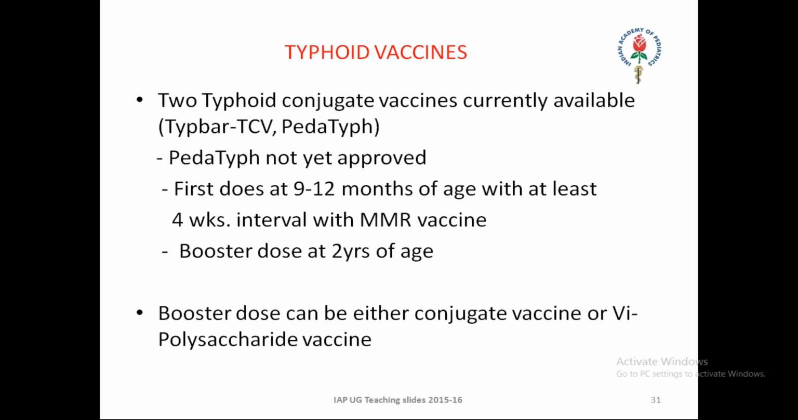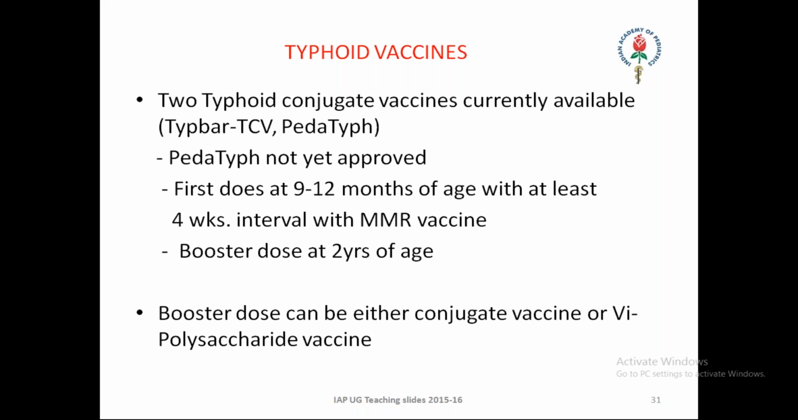Coming to active immunization, the only option is our typhoid vaccine. Two typhoid conjugate vaccines are currently available, Typbar-TCV and PedaTyph. TCV is the most common form which we see. PedaTyph is not yet approved. The first dose is advised at 9 to 12 months of age, with at least a 4 week interval from the MMR vaccine.